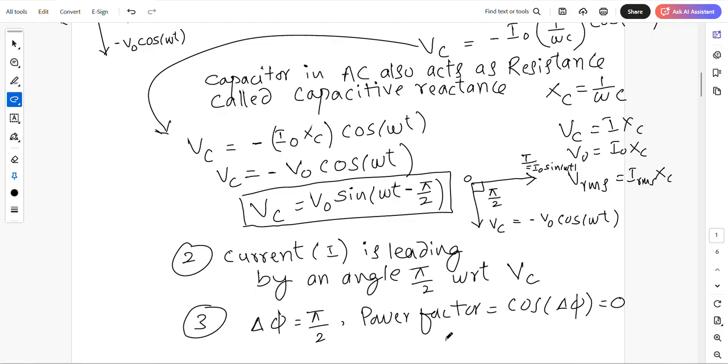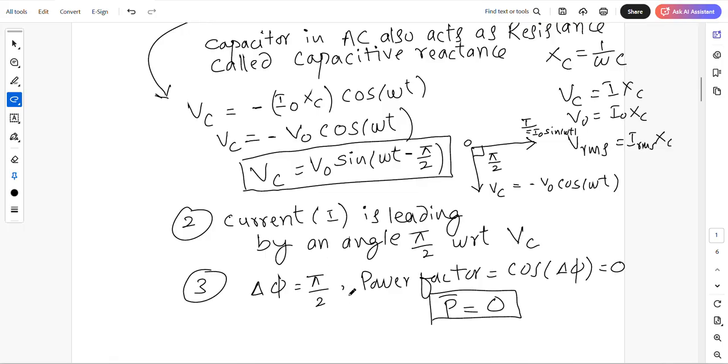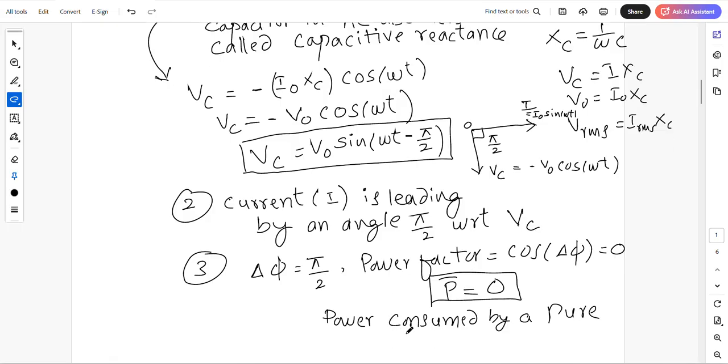And what is the power consumed? Average power consumed. Since power factor is 0, power consumed also is 0. So power consumed by a pure capacitor is 0. Okay, power factor is 0. Power consumed by a pure capacitor is 0. Hope you understood this.